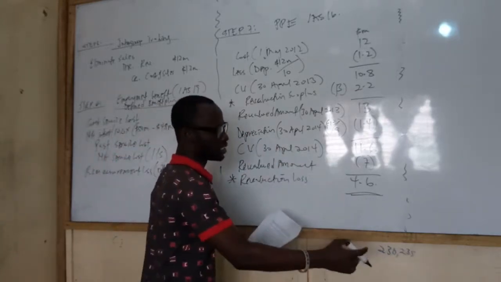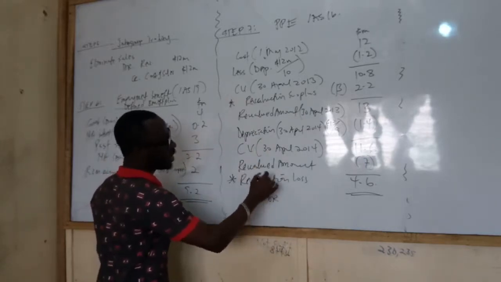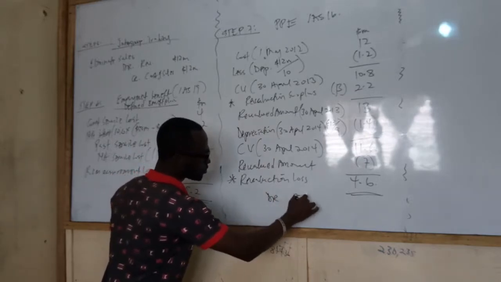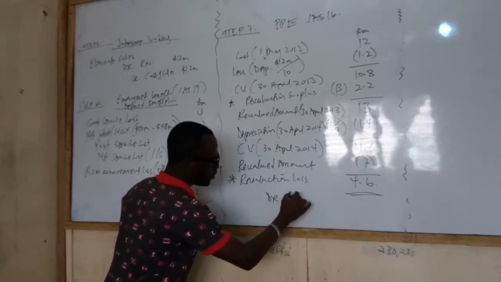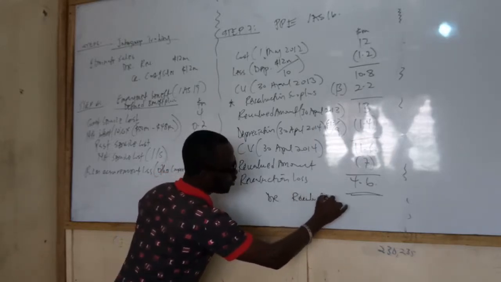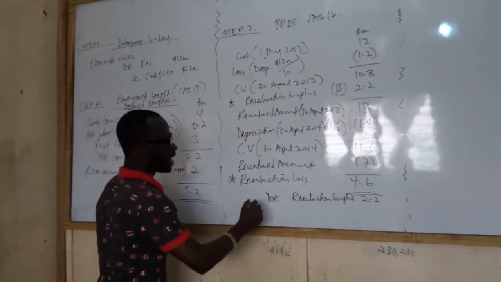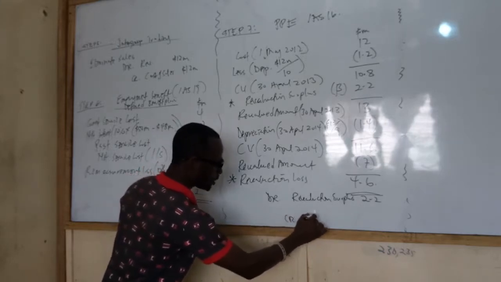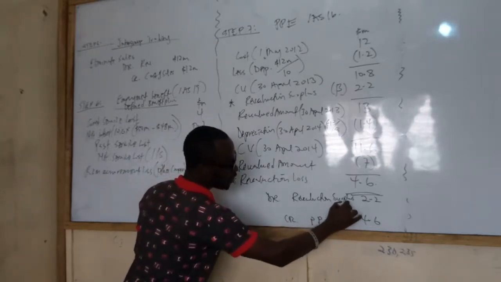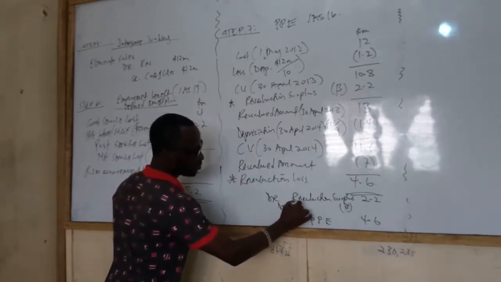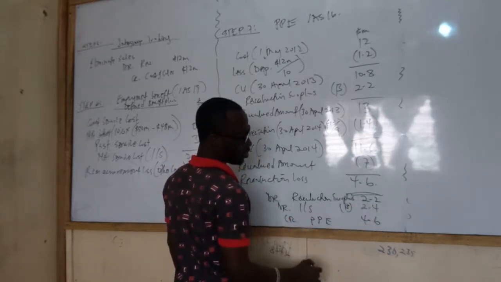Now you are getting a total revaluation loss of 4.6, so it has to be split. So you're going to be removing that. You debit the revaluation surplus with the 2.2, and then credit property, plant and equipment with the whole 4.6, and then the balancing figure will go to the income statement, 2.4. Is it 2.4? Yes, 2.4.